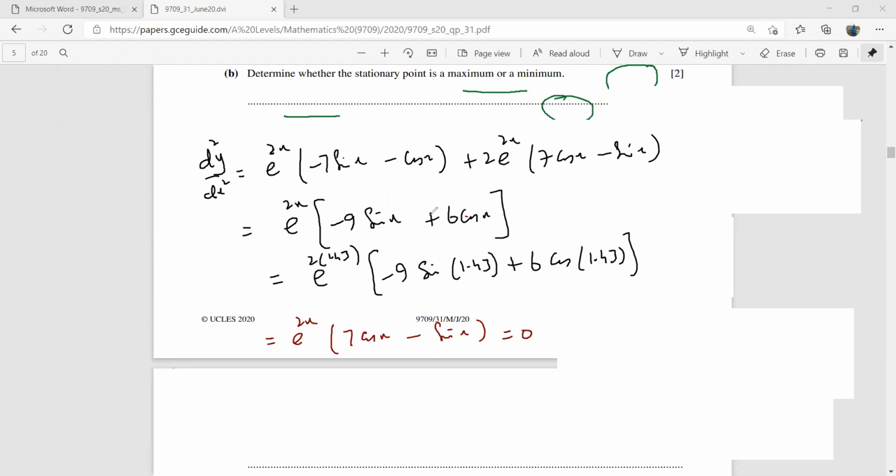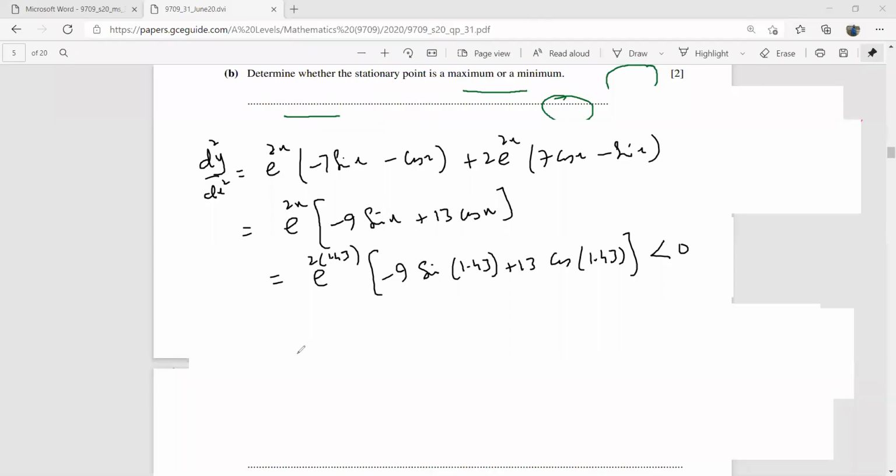14 minus 1 is 13, right? Yeah, I made a mistake here. Yes. It is plus 13 cos x, plus 13 cos of this. Okay, tell me, what do you get? Is that positive or negative? This is negative, therefore the stationary point is maximum. Okay? Stationary point is a maximum.